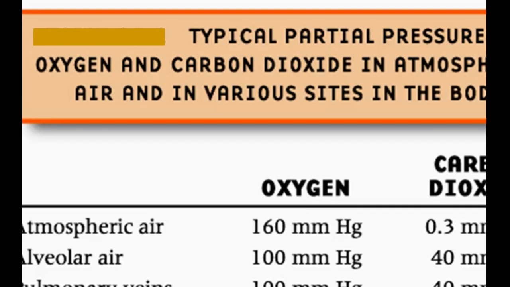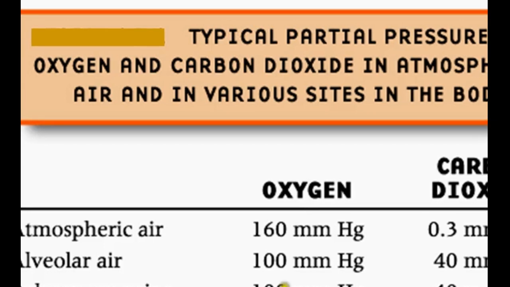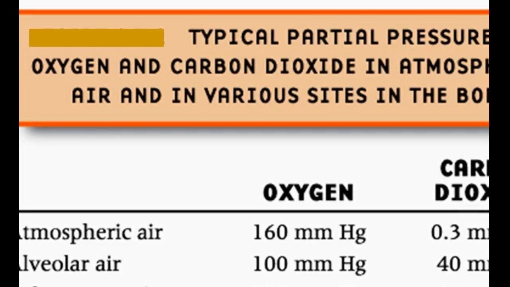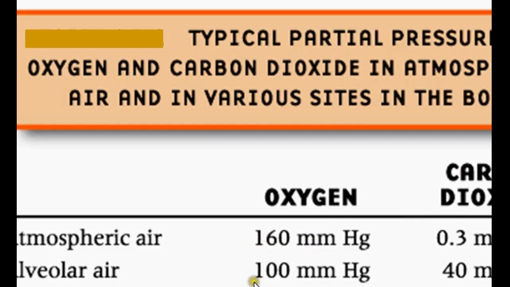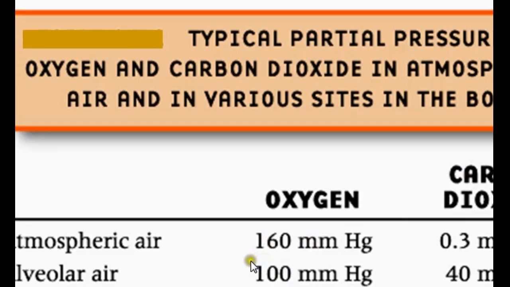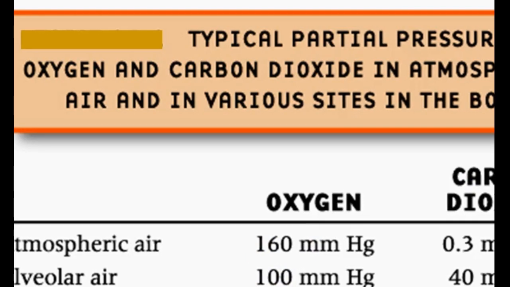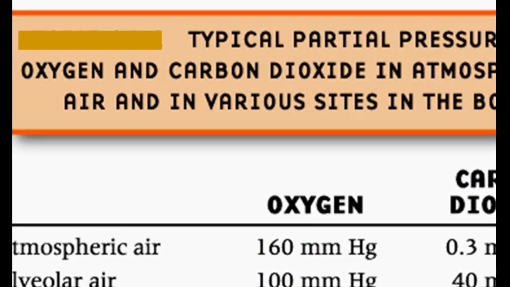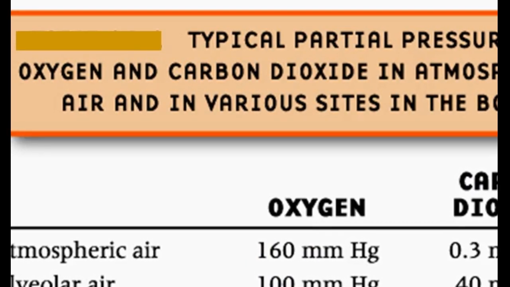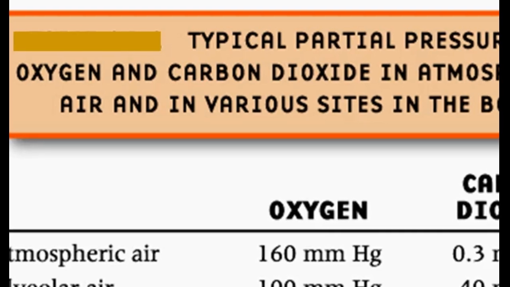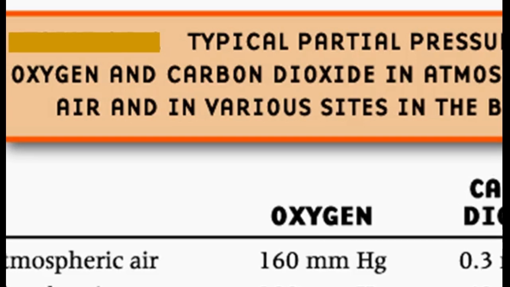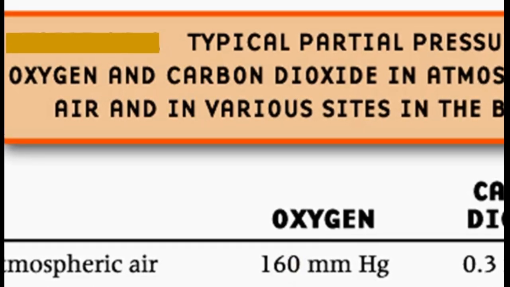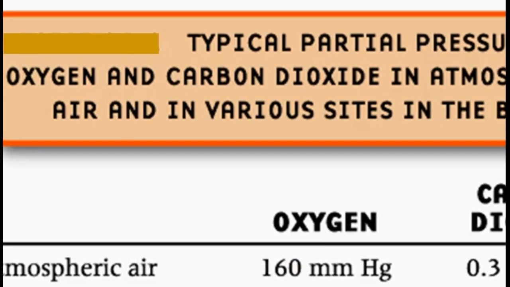So if you see over here, there is a gradient for diffusion of oxygen from the alveoli to the lungs, and the systemic veins which bring the blood for oxygen towards the alveoli. So please remember these partial pressures.